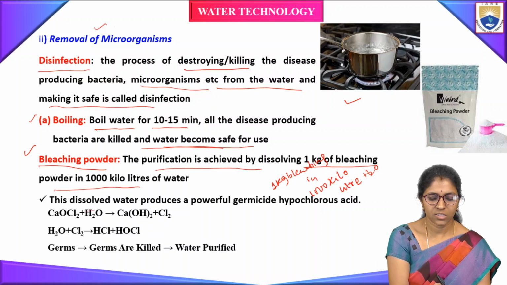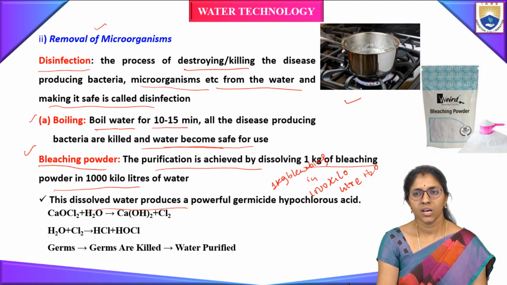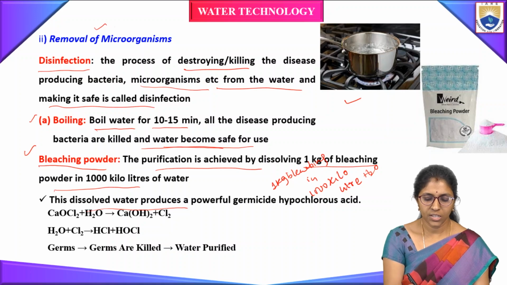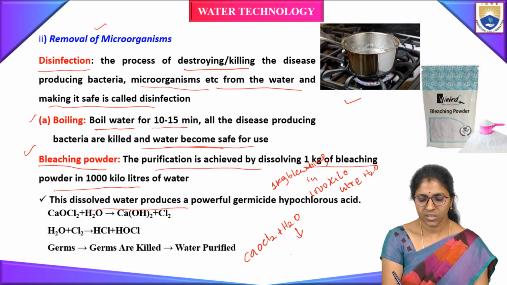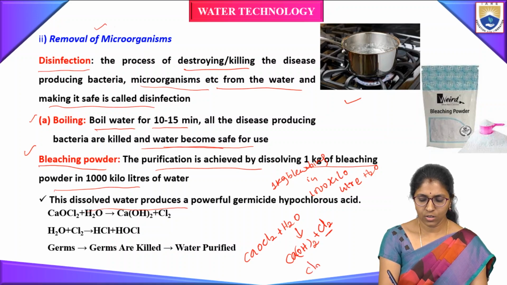When dissolved in water, it produces a powerful germicide, that is hypochlorous acid. The formula of bleaching powder is CaOCl2. When it is treated with water, it will form calcium hydroxide and chlorine. This chlorine again reacts with water and forms HCl and HOCl.